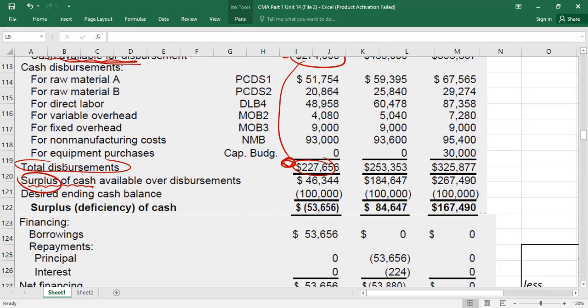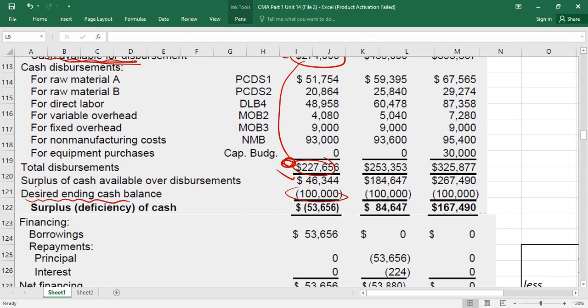So let's say we have a surplus of 46,344. So now guys, in your exam, they will tell you how much desired ending cash balance as a business you want to keep with you. This amount will be given. For example, I am planning to keep minimum $100,000 with me as an ending balance for this month. So I'll deduct from here.